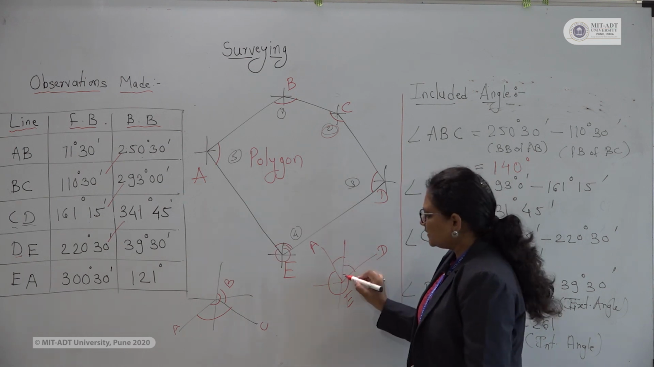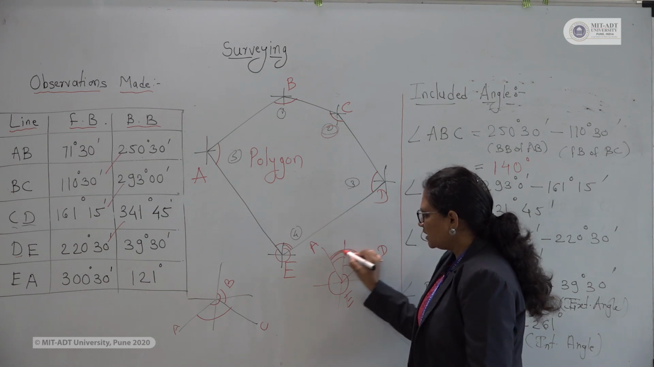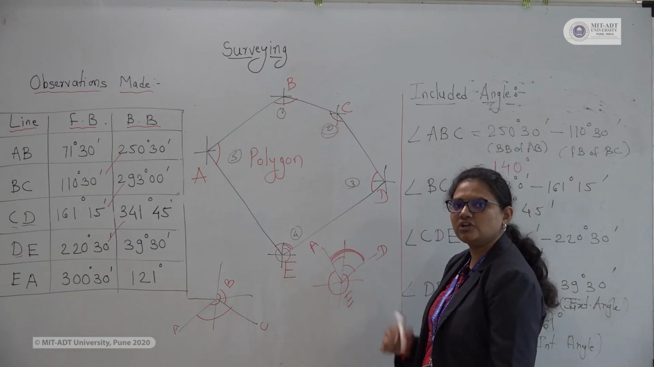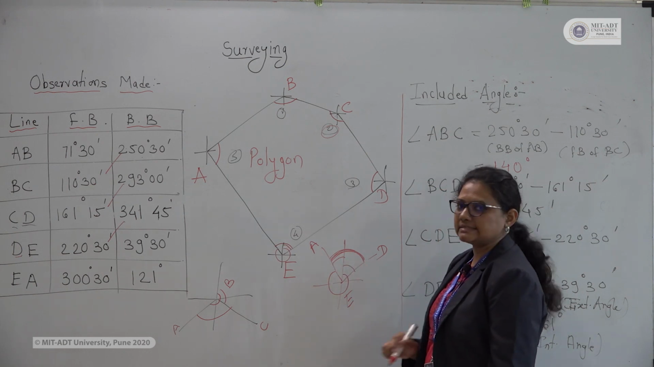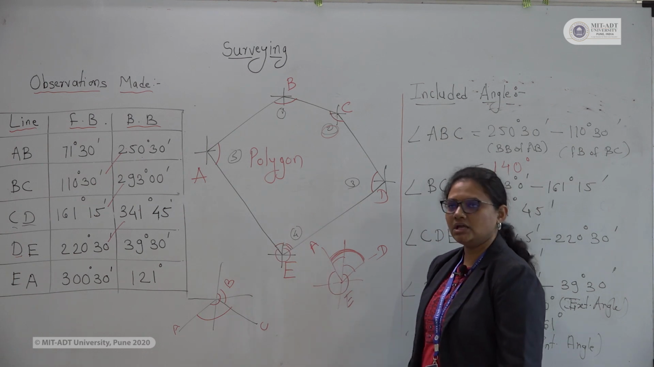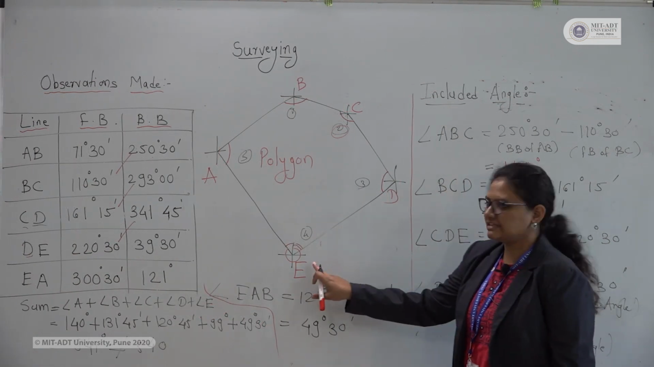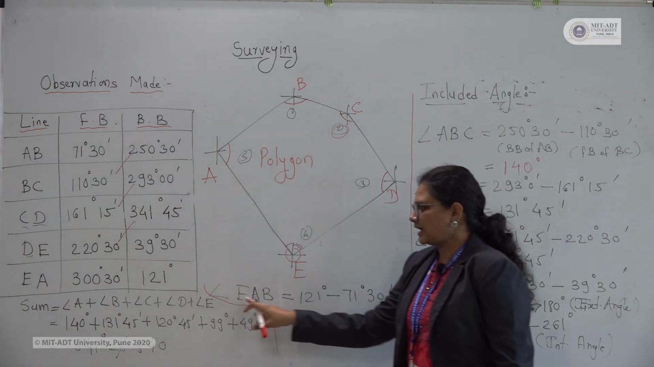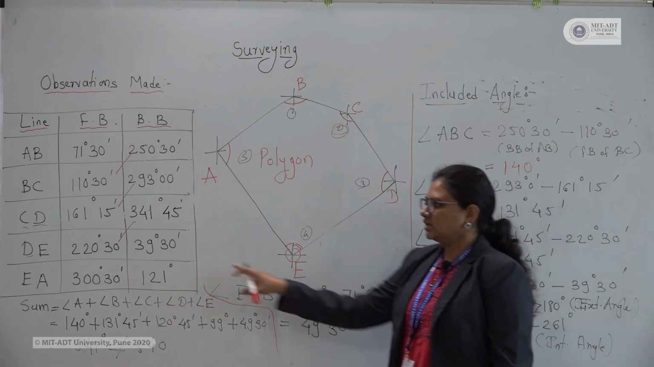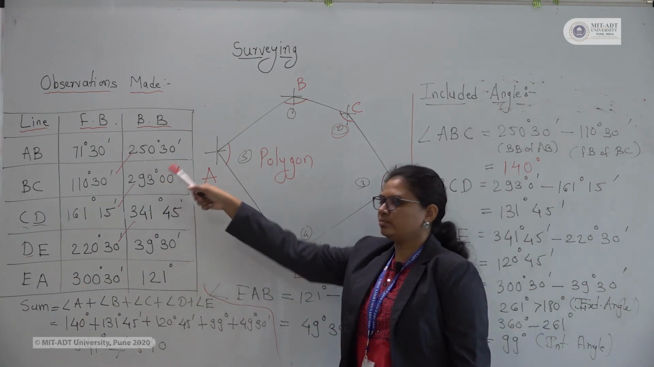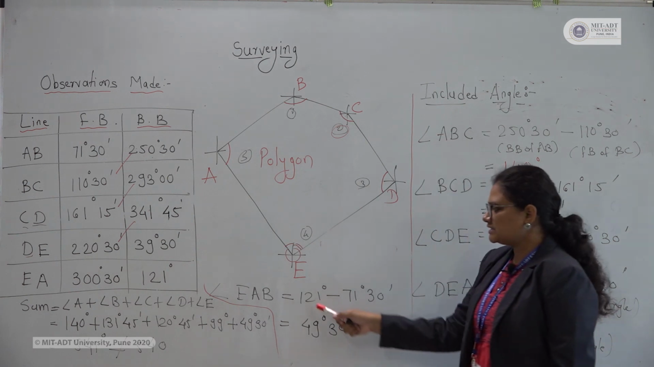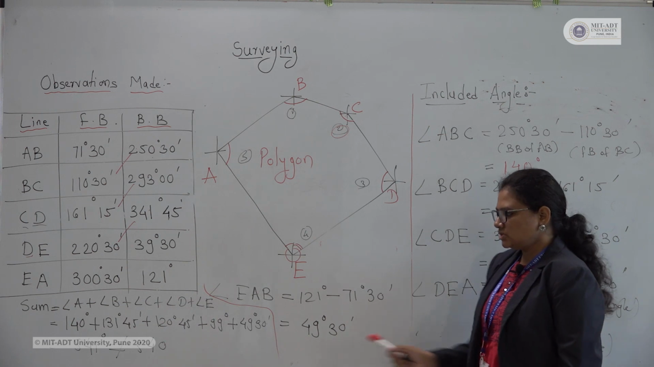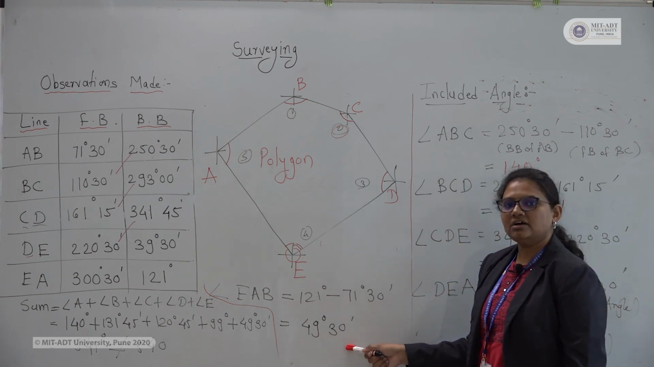So you can see that if we have to calculate this included angle, then you can simply calculate the difference between the bearings and subtract that difference from 360 degree, then that will be your included angle at E. After finding this angle E, we will find out the included angle at point A. Again for angle EAB, we have to subtract the back bearing of line EA and the fore bearing of line AB. So our difference will be 121 degree minus 71 degree 30 minutes. So you will get the answer 49 degree 30 minutes.